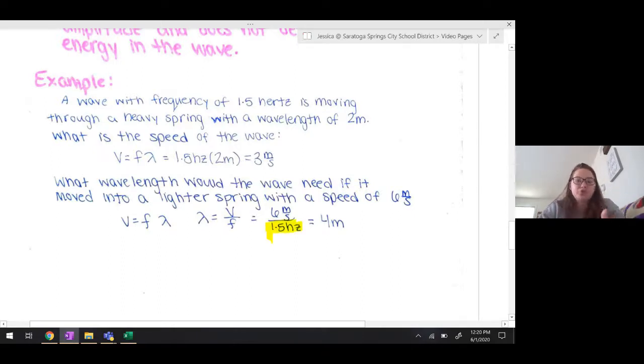Okay, so I still have 2 pieces of information. I can find the third. So I use the V equals F lambda equation again, but this time solve for wavelength. I get 4 meters. Okay, so the medium changed such that we were able to travel faster through the medium. Okay, and that increase in speed led to an increase in wavelength. Now, this wave, because it's traveling faster in a less dense media, was likely a transverse wave.